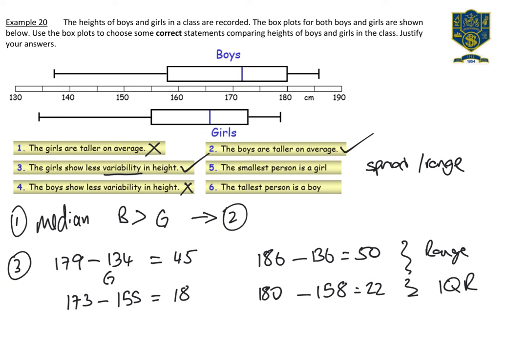The smallest person is a girl. Is that right? Well, yes, we can see that the smallest girl is 134, whereas the smallest boy is 136. So that is right. And the tallest person is a boy. Again, we could look at the tallest girl, which is 178 or 179. The tallest boy is 186. So that is also true.